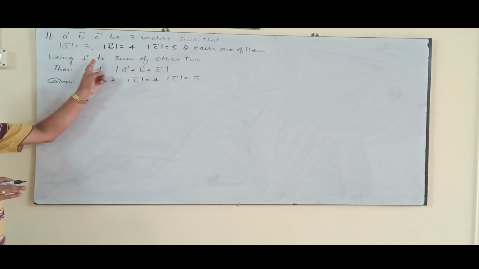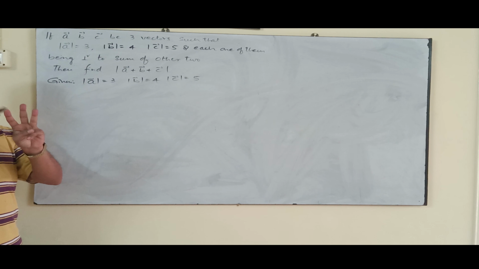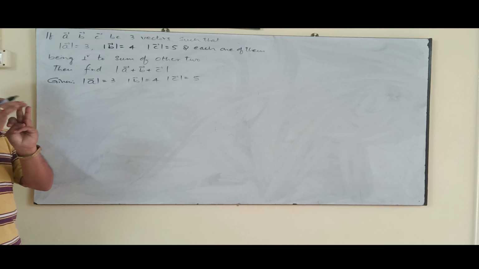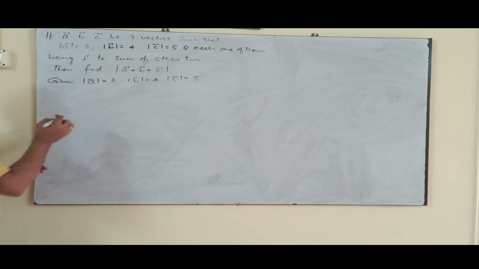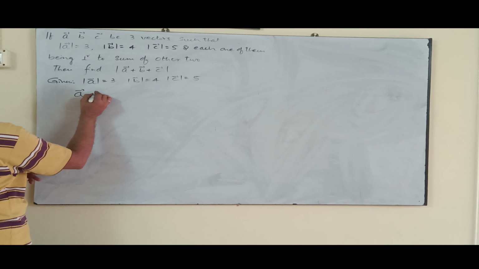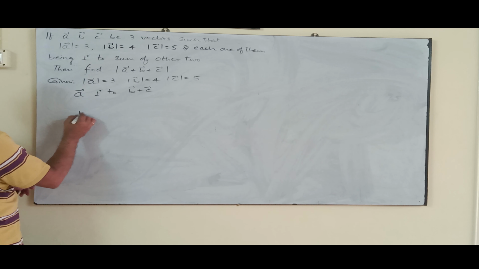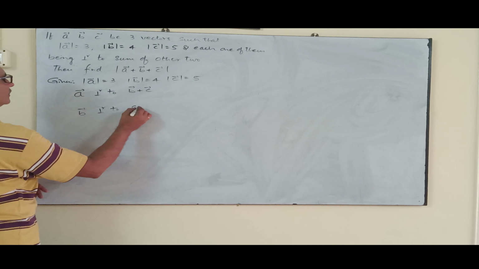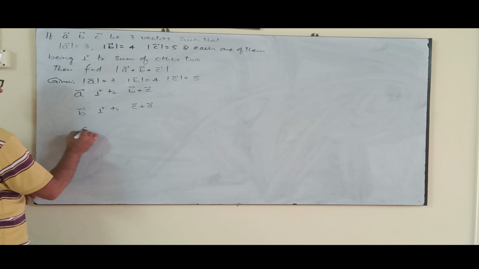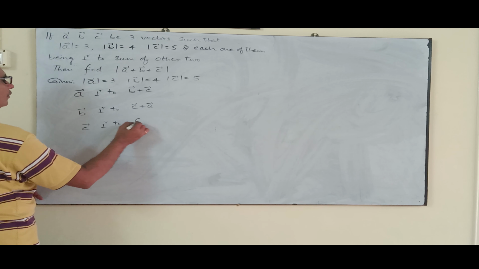Each one of them is perpendicular to the sum of the other two. If you take vector a, a is perpendicular to the sum of the other two, b + c. If you take vector b, b is perpendicular to the sum of the other two, c + a. If you take vector c, c is perpendicular to the sum of the other two, a + b. Now take them one by one.